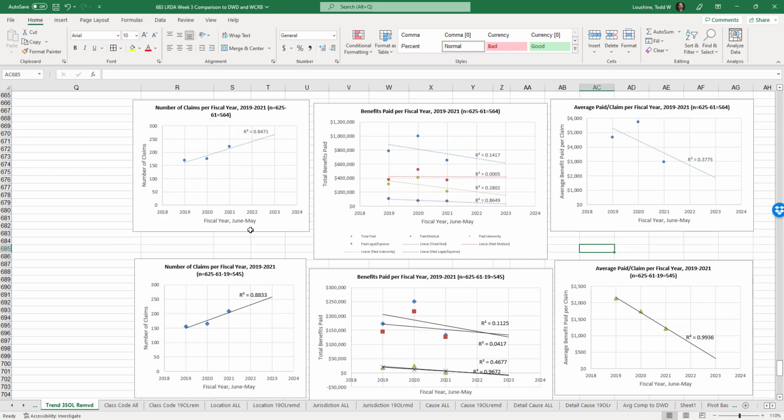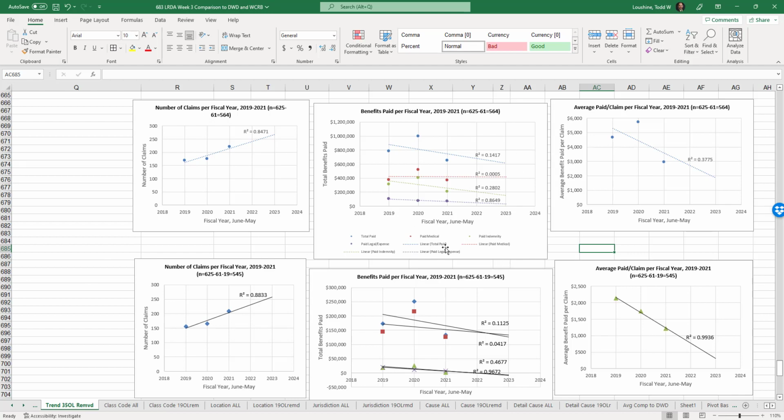But I think we'll try to find a few cases in which it appears that the claims and the costs are going up in certain dual priorities. I'll call it dual priorities. I kind of like the sound of that. All right. I hope this was helpful.